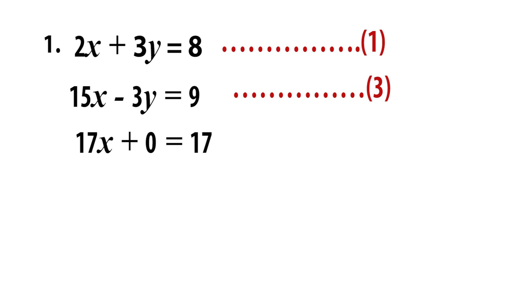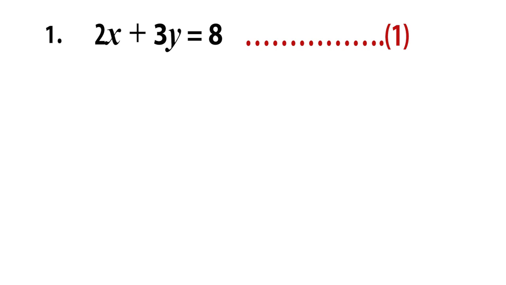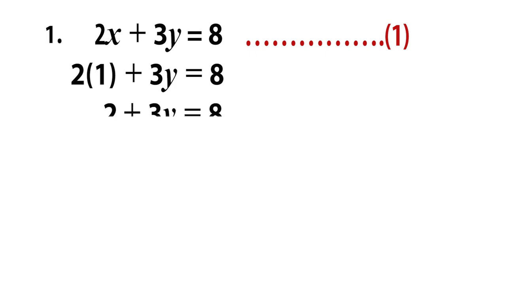And solving, we have 17x is equal to 17. And now we divide both sides of the equation by 17. And so x is equal to 1. Now, in order to solve for y, we have to substitute x equal to 1 in any of the equations. But let's choose equation 1, which is 2x plus 3y is equal to 8. So whenever we see x, we put 1 there. So that will give us 2 times 1 plus 3y is equal to 8. And so 2 times 1 is equal to 2 plus 3y is equal to 8.